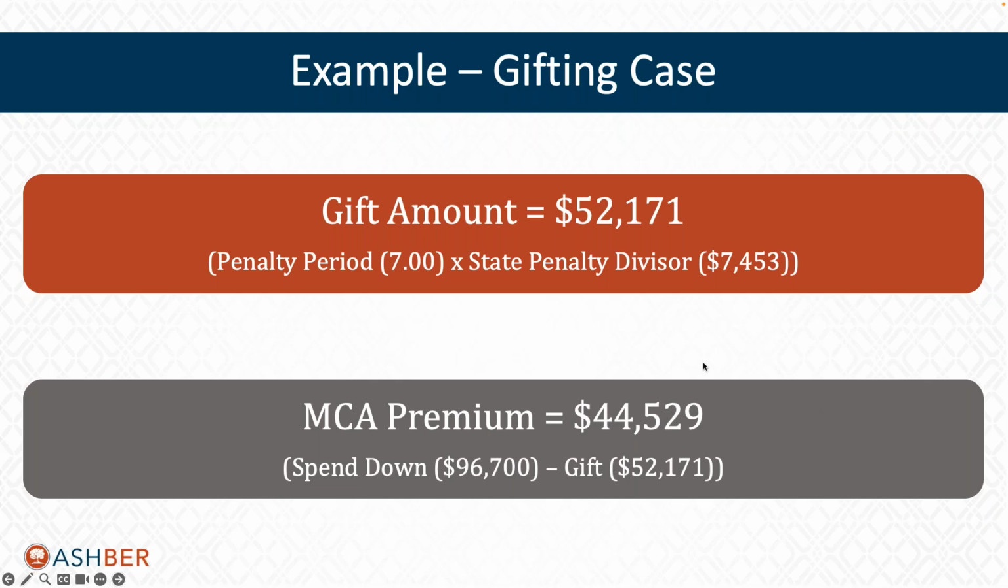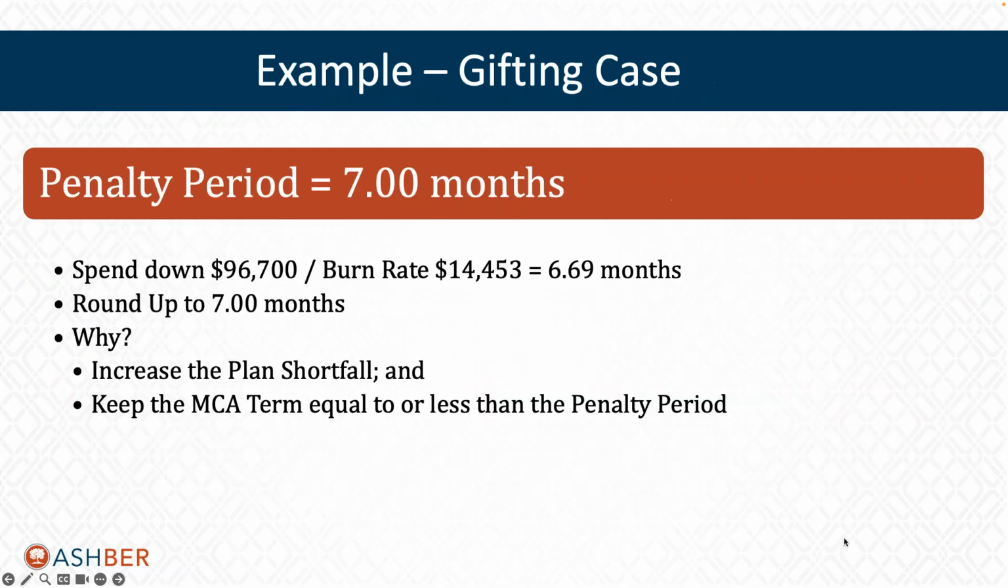So here's step 5 and step 6 of the calculations. Step 5 is determining the gift amount of $52,171, and you see that's done by again taking the penalty period and multiplying it by the state penalty divisor. And then the annuity premium is just the difference between the spend down and the gift, and we get $44,529.